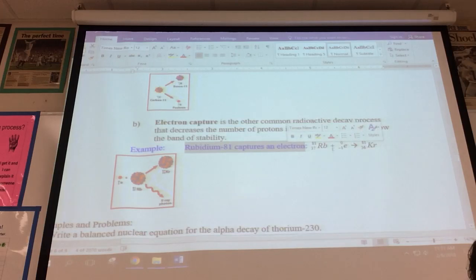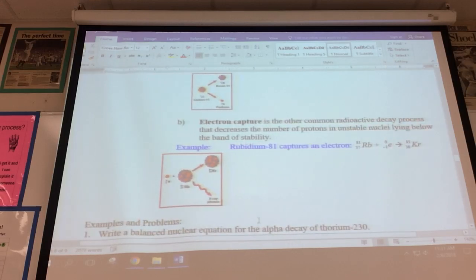So the electron shown here is on the left side of the equation. 37 plus -1 is 36. Mass number doesn't change. You generate a new substance due to the fact that it has a different atomic number. So there's a lot of different ways you can do that.